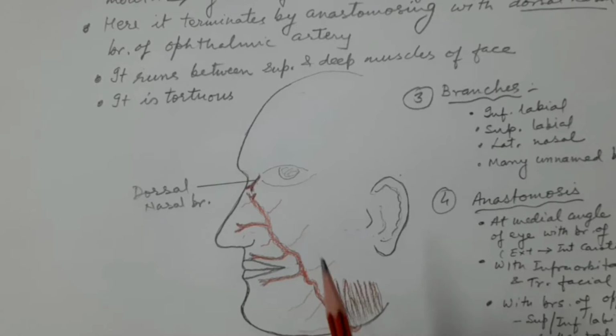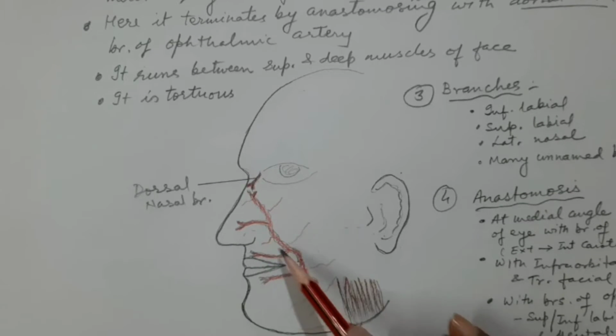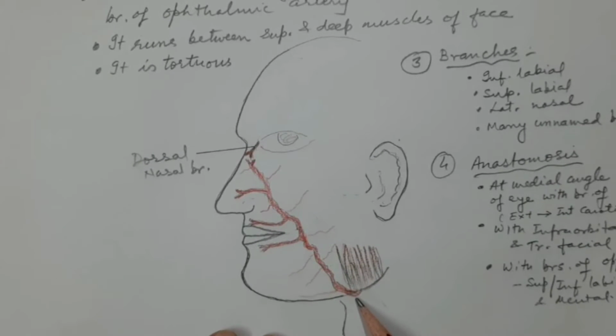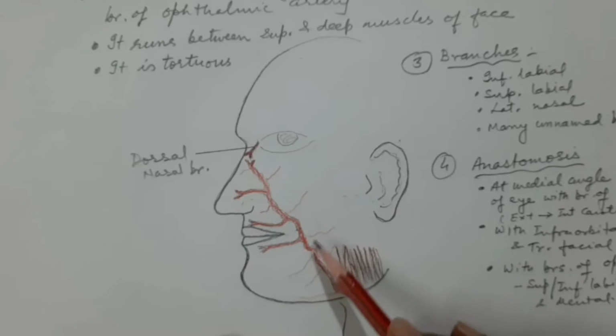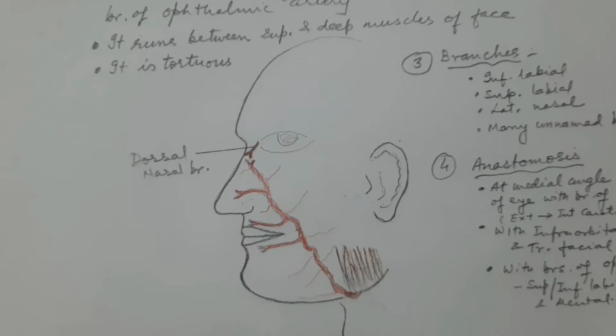Now, if you see the whole course of this artery from the antero-inferior angle of the masseter, from the base of the mandible to the medial angle of the eye, you will notice that this artery is not straight, it is tortuous. Though I have shown you less tortuosity, it has more tortuosity in comparison to what is shown in this diagram.